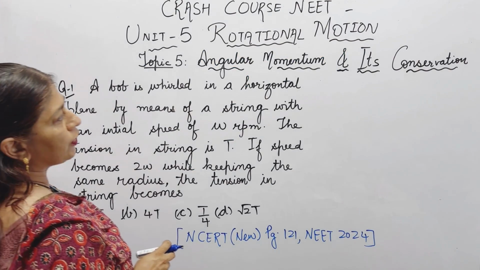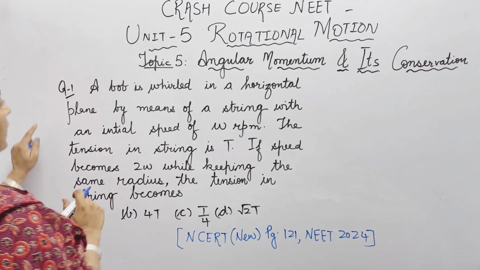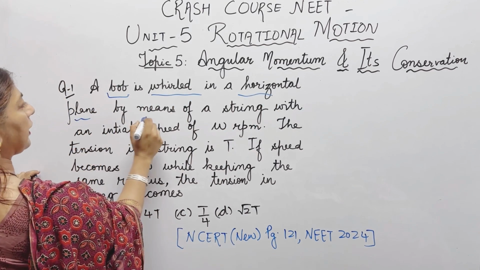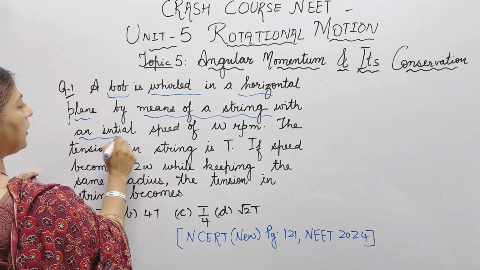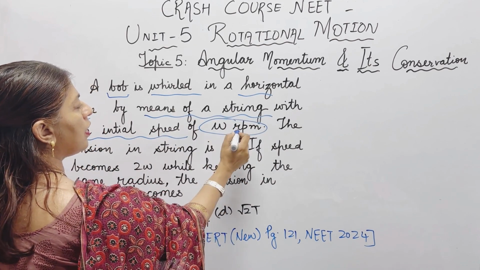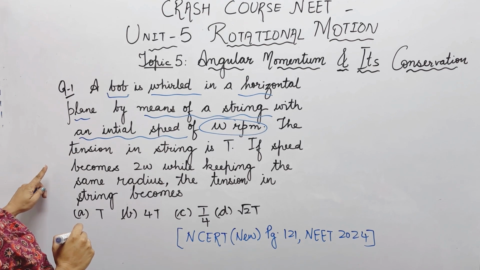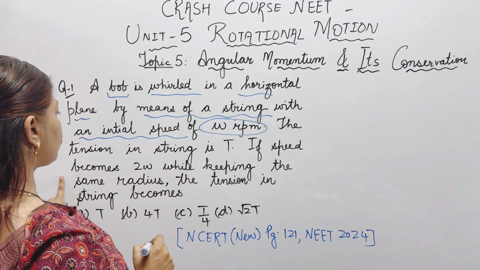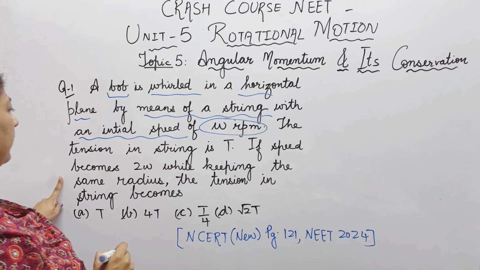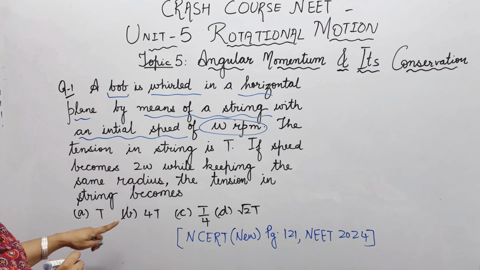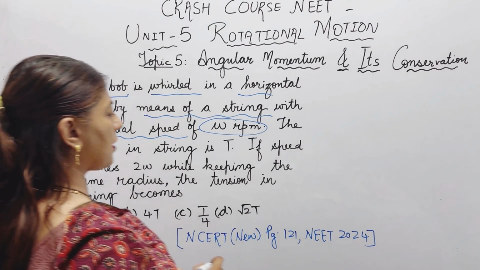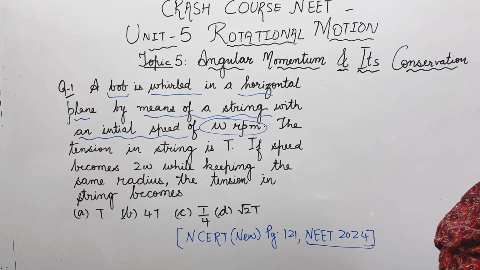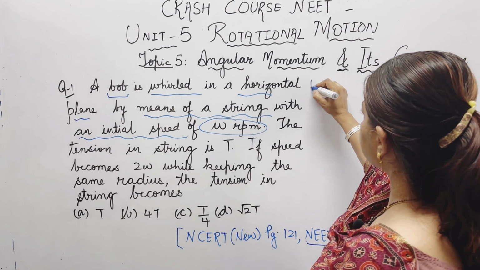Now the next topic is angular momentum and its conservation. In that, the first question is, a bob is whirled in a horizontal plane by means of a string with an initial speed of omega rpm. The tension in the string is T, and if speed becomes 2 omega while keeping the same radius, the tension in the string becomes, and these four options have been given. This question has come in the NEET 2024, and it is on the page number 121 of new NCERT. So let us start this.